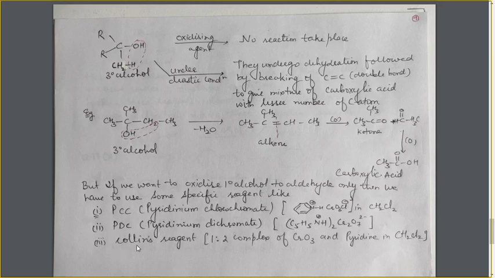Next, Collins reagent. Now what is Collins reagent? It is a 1:2 complex of CrO3 and pyridine in CH2Cl2. CH2Cl2 again here is the medium. These are the 1:2 complex, that is, one part is this and 2 parts are this. Now these complexes contain the same CrO3, which is included in these reagents also.